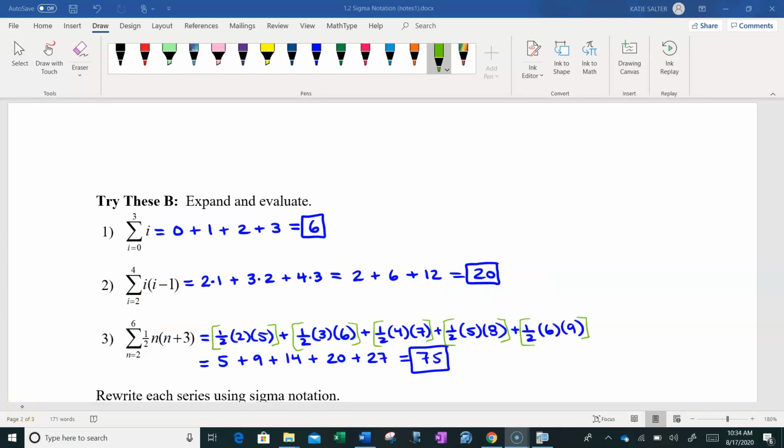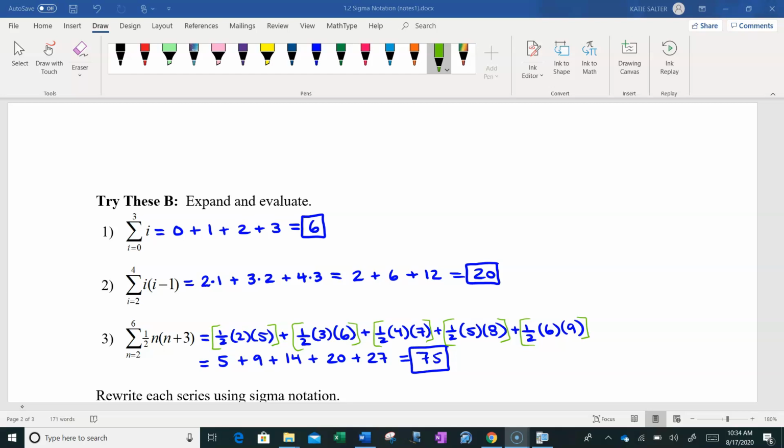Okay, so let's look at the first 3. So again, these don't necessarily start at 1 at the bottom. So you just have to go through it. 0, 1, 2, 3. This one is pretty simple because it's just the straight up those numbers. And then we add them together to get that sum.